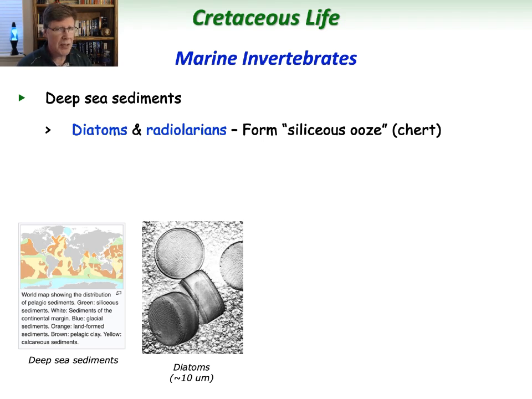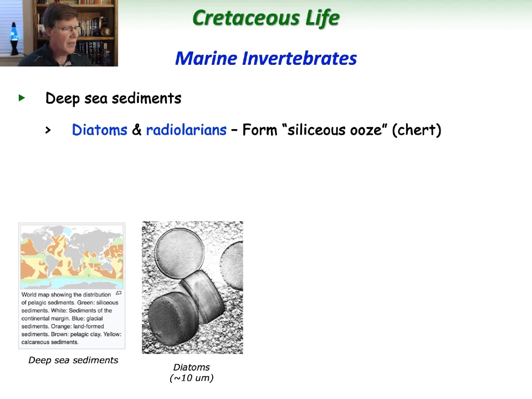And these are microscopic organisms which extract silica from the seawater and then use that to excrete a shell, which is made of silica. And when they die, they float down to the bottom, litter the seafloor with very fine-grained sediment that is very silica-rich, and we call that siliceous ooze, which then crystallizes to form the very fine-grained rock type chert.